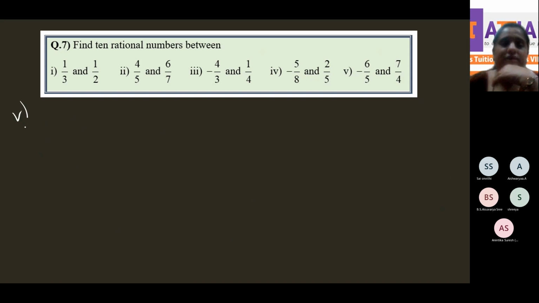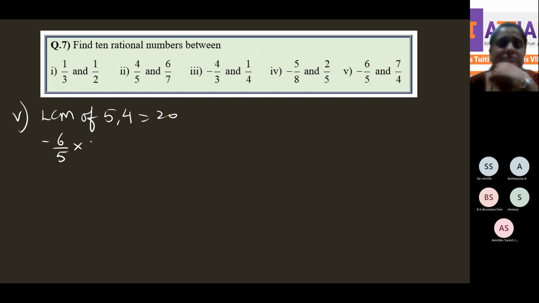So now 5. The LCM of 5 and 4 is 20. Then minus 6 by 5 into what, children? How do you bring it to the denominator 20? Into 4. Yeah, 4. Minus 24 by 20.